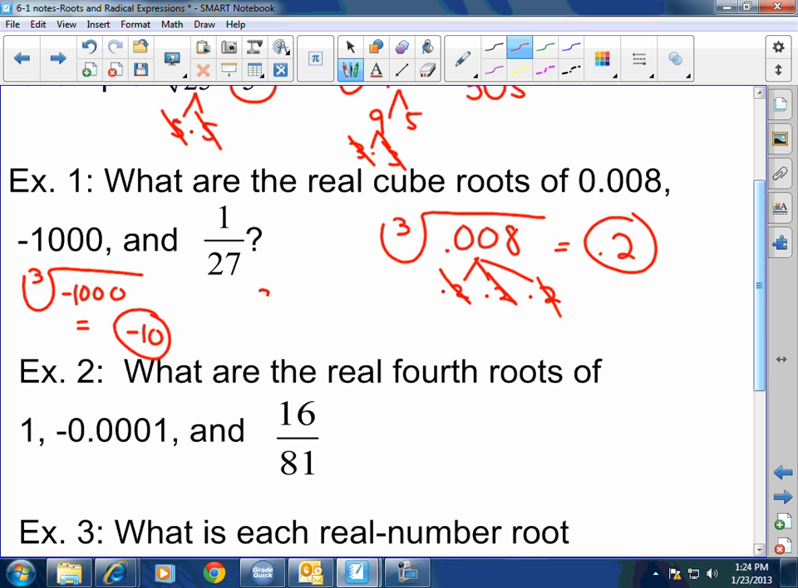What would the cube root of 1 over 27 be? This is going to be 1/3, because 27 breaks down into 3 times 3 times 3. One set of 3 comes out as one of those values. That makes sense so far? Yes, sir.